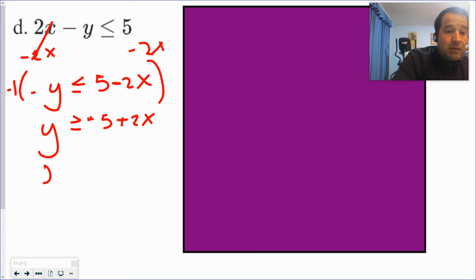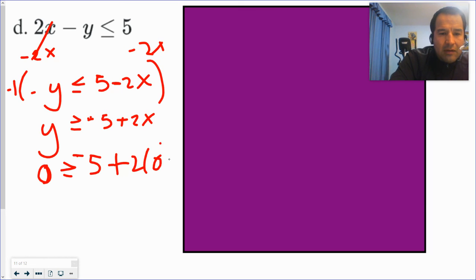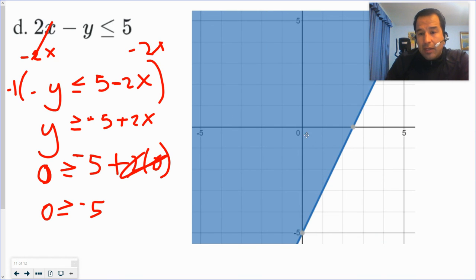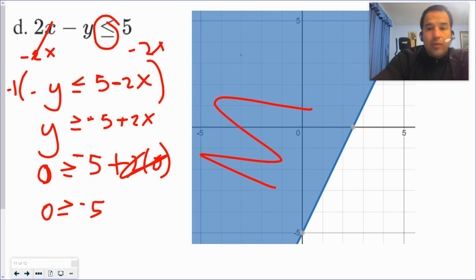Then you plug in (0, 0). Is 0 greater than or equal to negative 5 plus 2 times 0? This cancels out. Is 0 greater than or equal to negative 5? I wish one of these answers would have been wrong, but it is true, so everything on the (0, 0) side should end up like that. So you should have a y-intercept of -5, a slope of +2, and then it's a solid line because it does have equal to, and it gets shaded in over here because (0, 0) works.